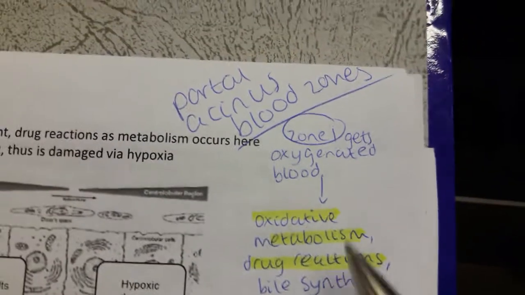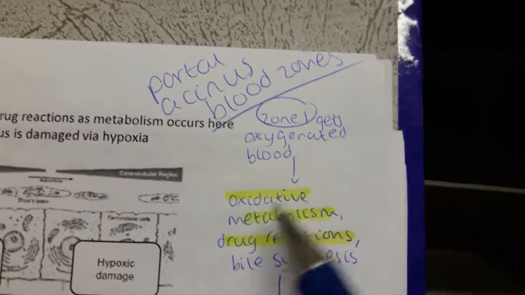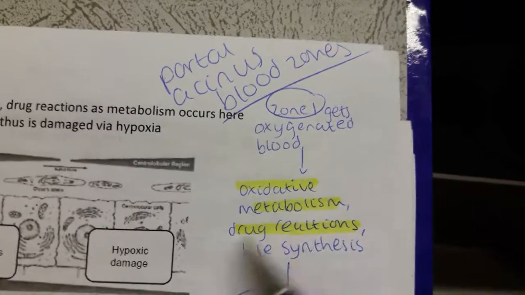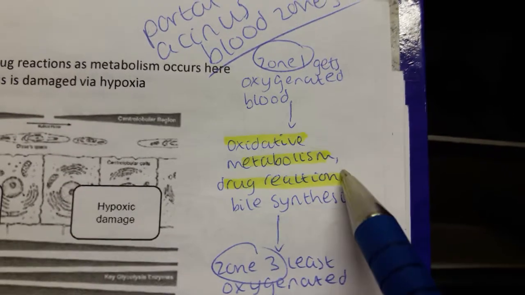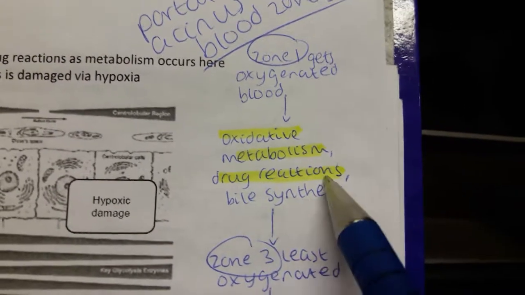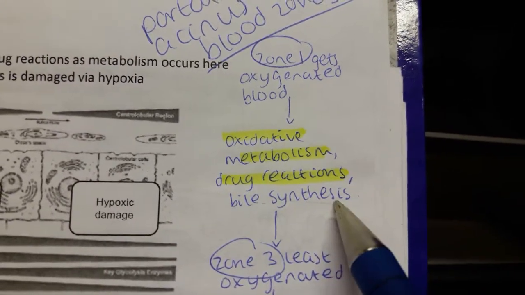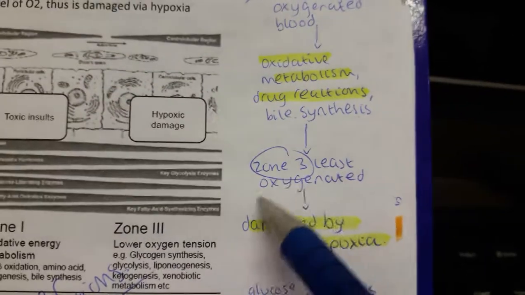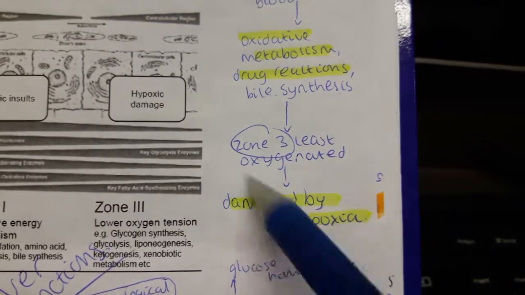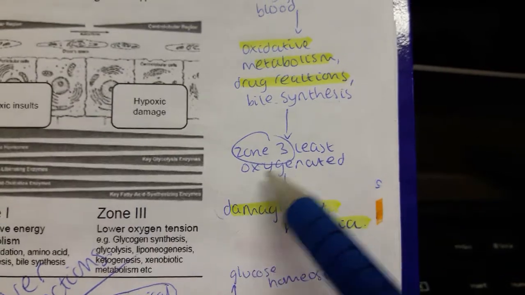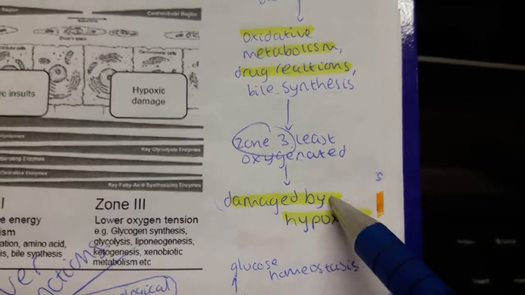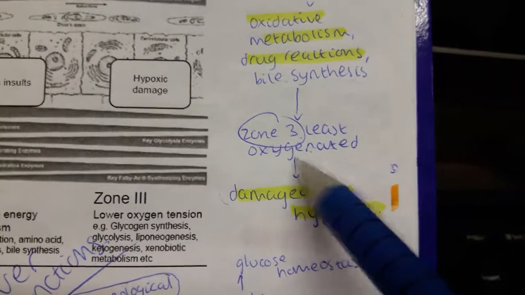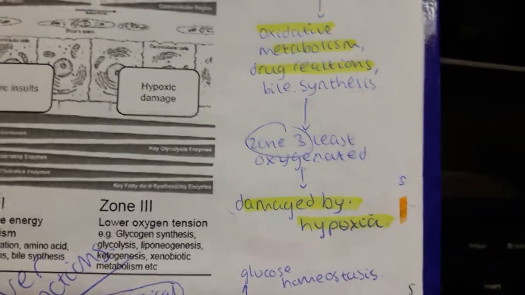Well, zone 1 gets the most oxygenated blood, and therefore the hepatocytes in zone 1 are used for oxidative metabolism, drug reactions, and bile synthesis. Whereas zone 3, the hepatocytes nearer the center, are the least oxygenated, and therefore if you have hypoxia, they'll get barely any oxygen at all, so they'll be very damaged by hypoxia.